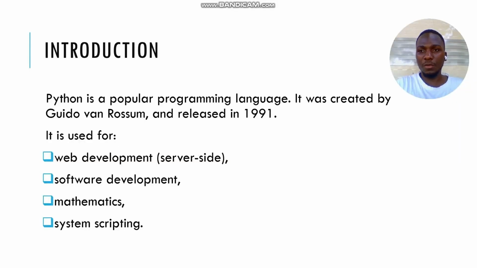Begin with, what is Python? Python is one of the popular programming languages which was created in the year 1991. What is Python used for? Python is used for web development, software development, mathematics, and system scripting.